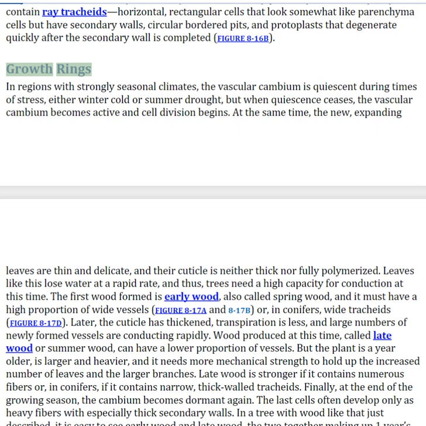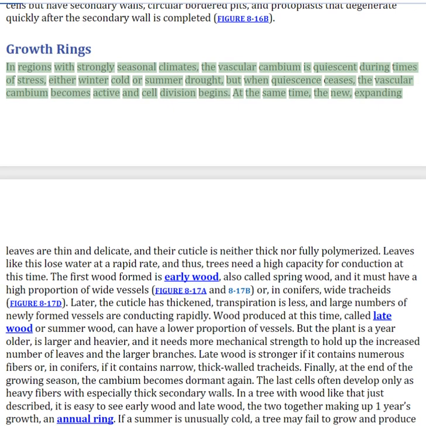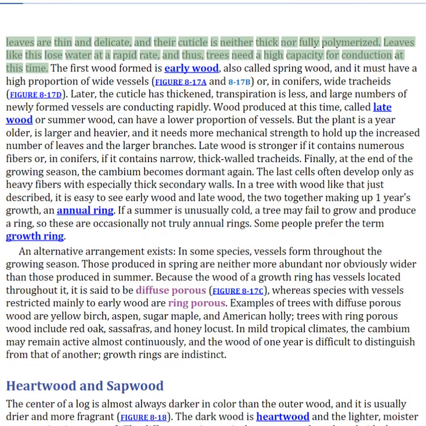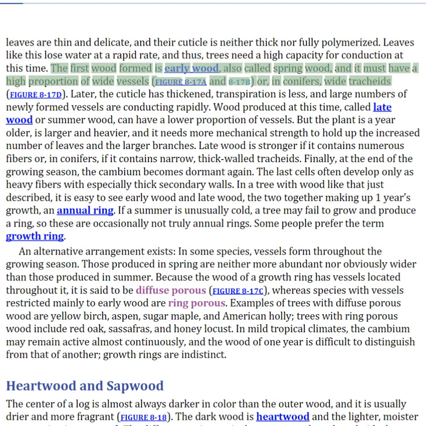Growth rings. In regions with strongly seasonal climates, the vascular cambium is quiescent during times of stress, either winter cold or summer drought, but when quiescence ceases, the vascular cambium becomes active and cell division begins. At the same time, the new, expanding leaves are thin and delicate, and their cuticle is neither thick nor fully polymerized. Leaves like this lose water at a rapid rate, and thus, trees need a high capacity for conduction at this time. The first wood formed is early wood, also called spring wood, and it must have a high proportion of wide vessels or, in conifers, wide tracheids.